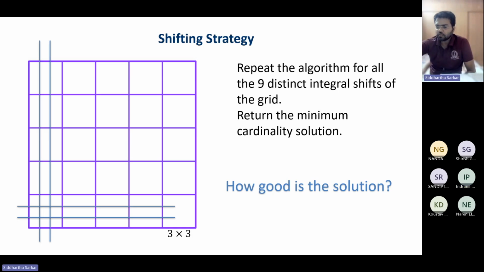So for your sake, I will complete the proof in the next 10 minutes, let's say. You have time? Yes, sir. Okay, let's look at the proof then. Because there was no feedback, I thought nobody was getting anything.